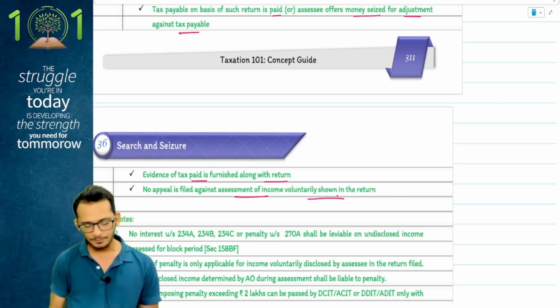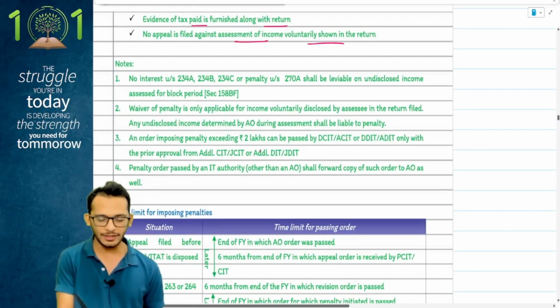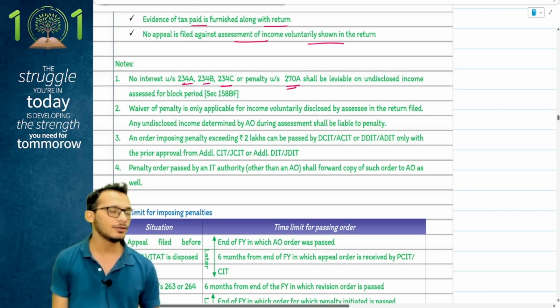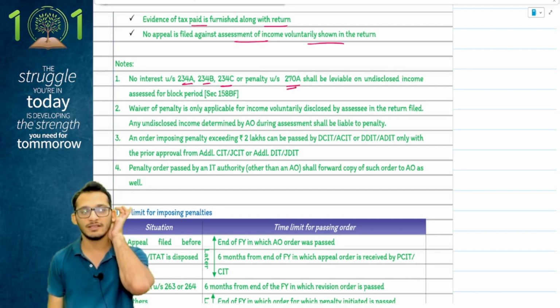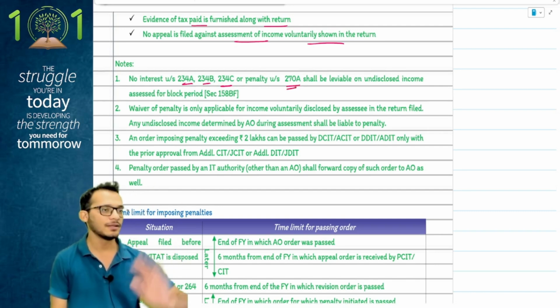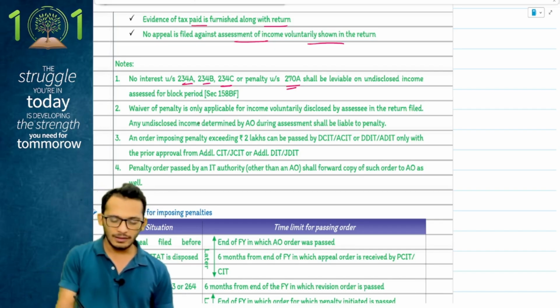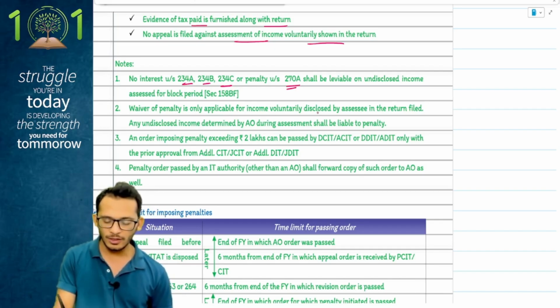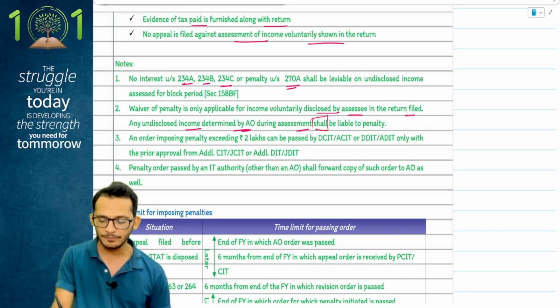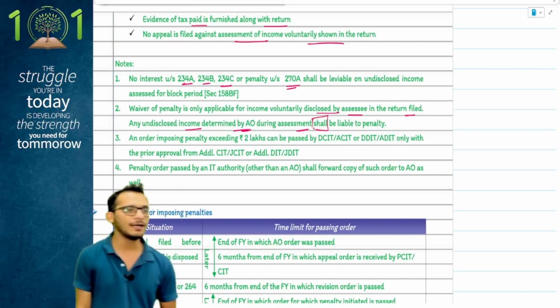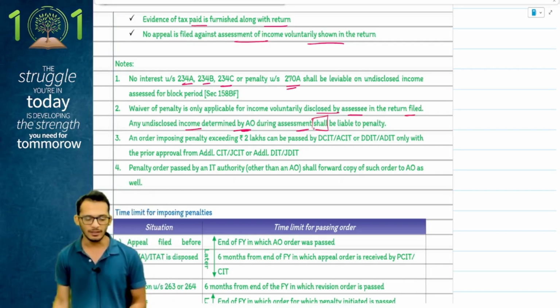Agreed? Yes. No interest under section 234A, 234B or 234C or penalty under section 270A will be levied on the undisclosed income because I've already given you a different method. Waiver of penalty is only applicable for income voluntarily disclosed by the assessee in the return filed. Any undisclosed income determined by the AO during assessment shall be liable for penalty. You cannot avoid penalty on the amount which the assessing officer has determined.